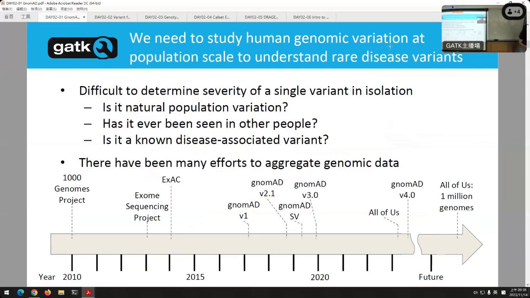So over the years, there have been many efforts to aggregate large data sets of human genomes. This timeline starts in 2010 with the 1000 Genomes Project, and then it shows a selection of some of the projects that have gone on up until now. So including the Exome Aggregation Consortium, which was a precursor to gnomAD, and then several versions of gnomAD over the years as they've added more samples. And then towards the end is the All of Us research program, which is a US-based biobank funded by our National Institutes of Health.